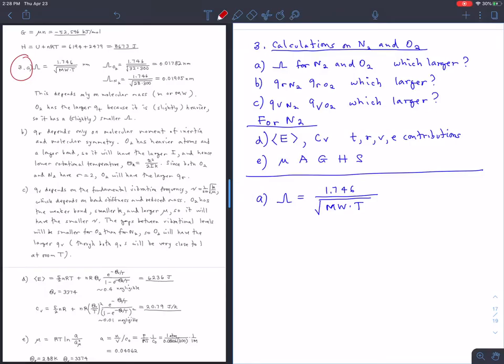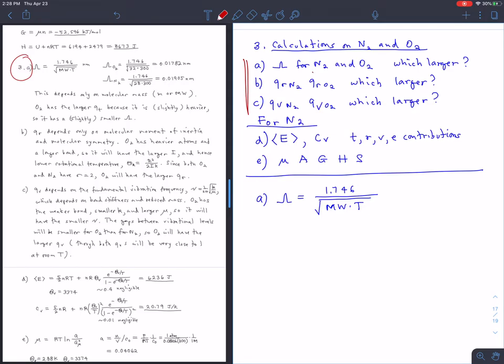Okay, question 3. This one is very similar to the last one. The last one was all the thermodynamic and statistical properties for HCl. This is largely all the thermodynamic and statistical properties for nitrogen and oxygen, mostly for nitrogen. But there are a few questions right at the beginning that are roughly qualitative to give us a qualitative feeling for what makes a partition function large, what makes it small, and so on.